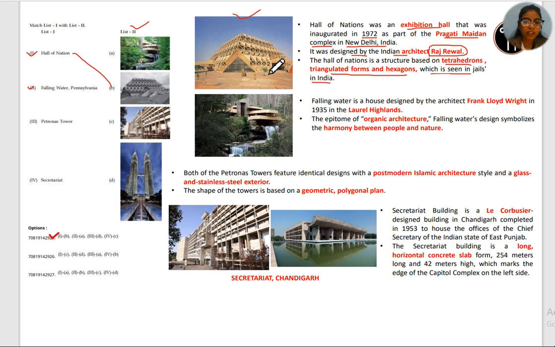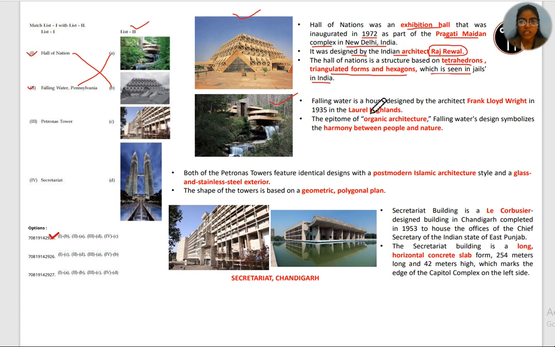The second option is Falling Water. The correct answer will be option number A, Falling Water. So what is Falling Water? As you can see in this image, this is a very famous building, and most of the time questions come from Falling Water.